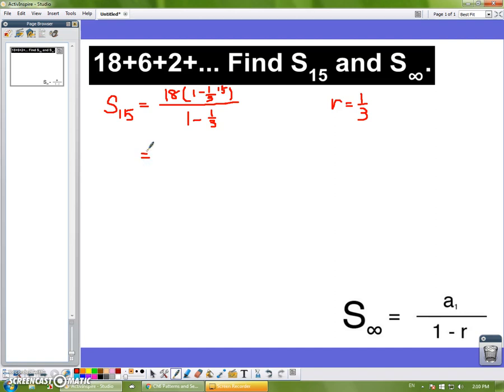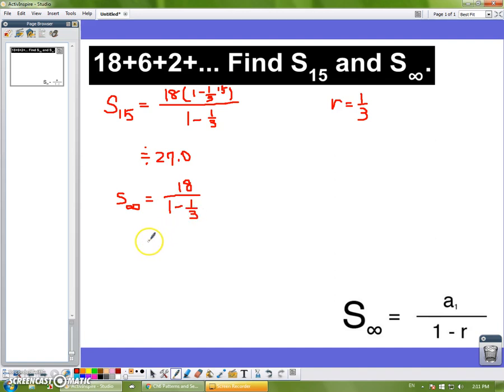And if you put that in your calculator, you'll be getting something close to, I think it's 26. It's actually very close to 27.0, right? 26.99999 something. You put that in your calculator. Okay? Now that's my first part. My second part, S infinity. Now this is a convergent series, right? I know for sure because my R is a fraction. So now I can simply apply the formula. My A1 is 18. A1 is 18 divided by 1 minus 1 over 3.